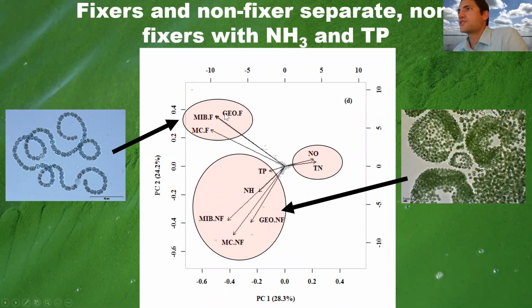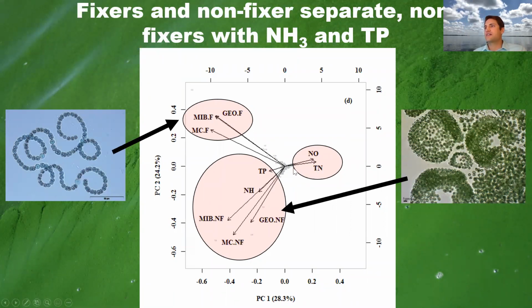In here, you can see the metabolite per biovolume for MIB, microcystin, and geosmin. Fixers here, they all group together. And the non-fixers all group together. But they also group with 2 of the nutrients, total phosphorus and ammonia. So they group with this reduced nitrogen form.